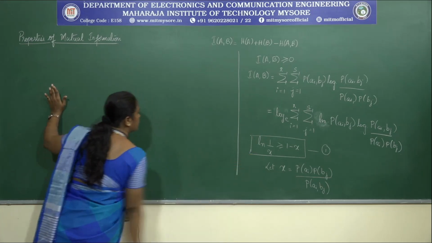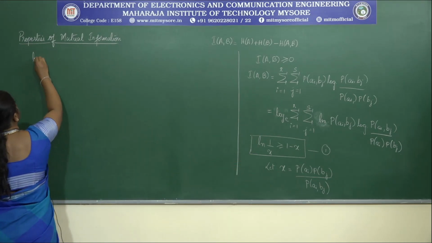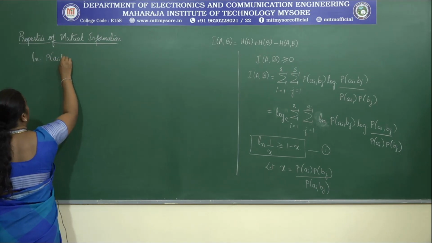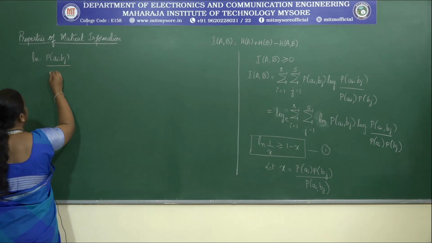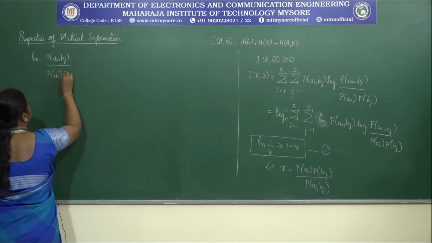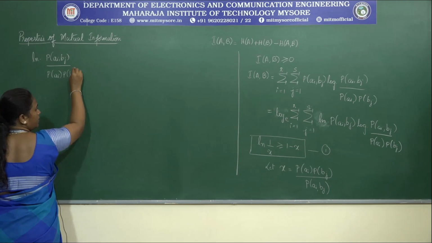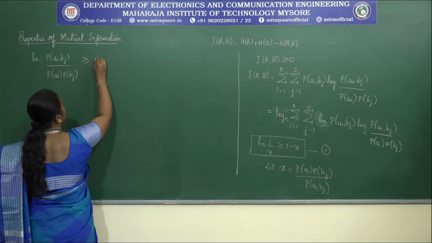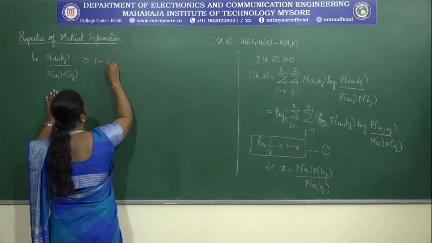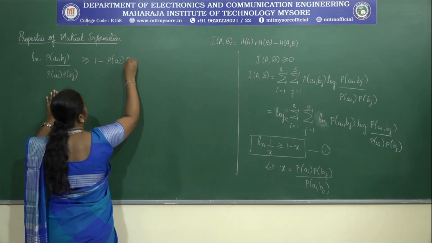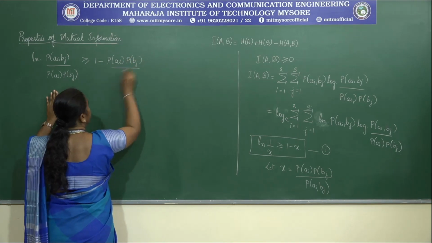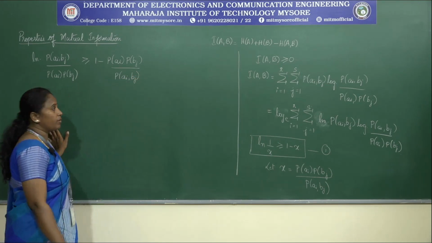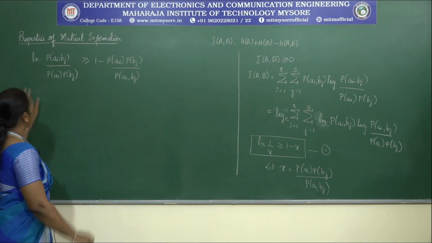Substituting the value of x in this equation, ln of 1 by x means P of ai comma bj divided by P of ai into P of bj is greater than or equal to 1 minus P of ai into P of bj divided by P of ai comma bj. Okay.